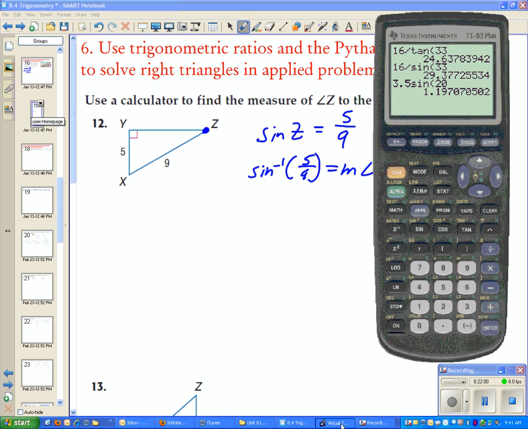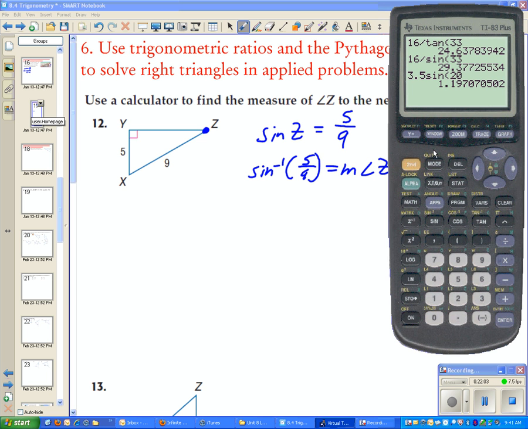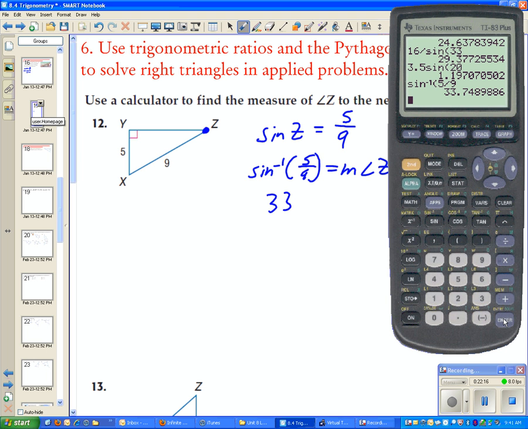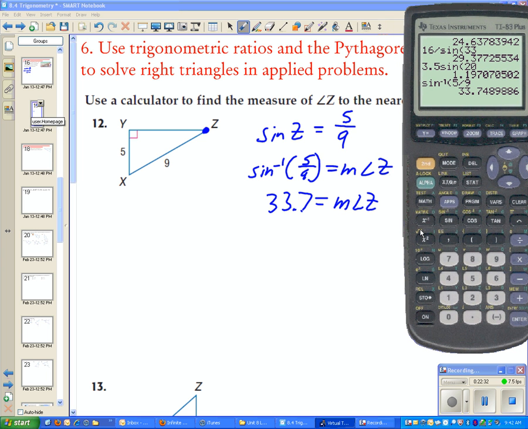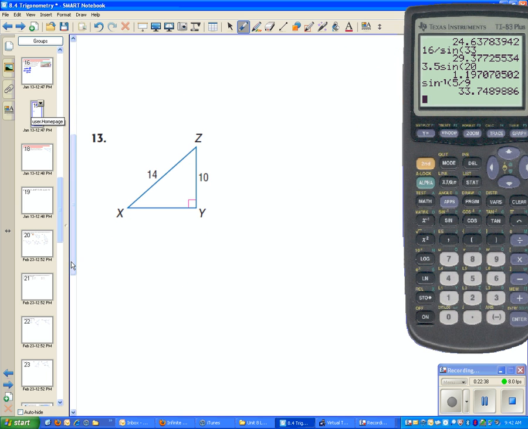Well, let's see what the inverse sine of 5/9 is. So, second, and then sine gives me inverse sine, 5 divided by 9. So that'll be, what did they say to round it to? Nearest tenth. That'd be about 33.7 for the measure of angle Z. We okay with 12? Yes? Questions? All right. Do 13.